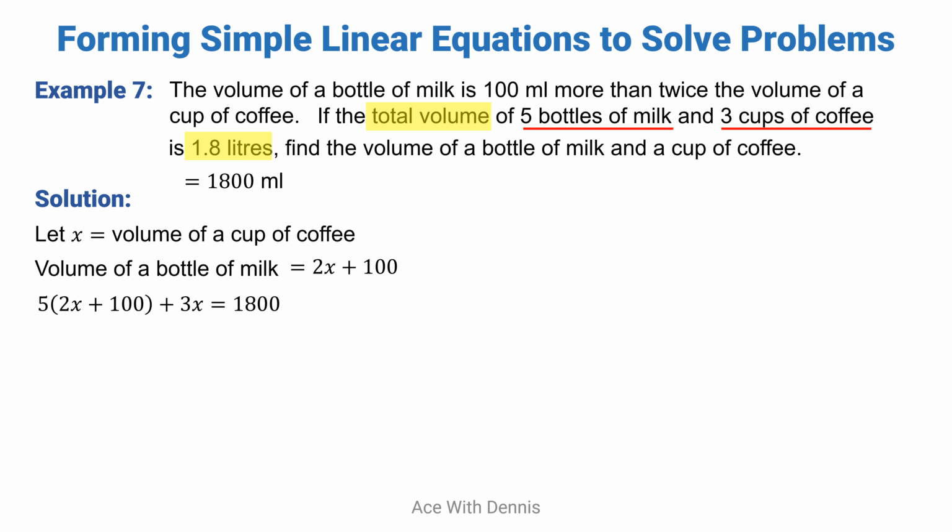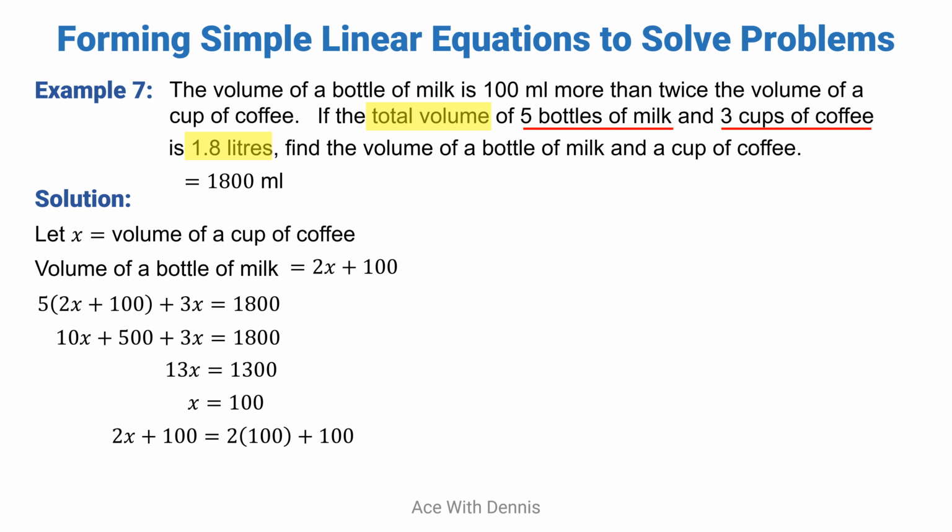So now, based on this information, 5 times (2x + 100) plus 3x equals 1800. Now we expand the bracket, we get 10x + 500 + 3x equals 1800. Then we further simplify and solve this equation. 13x equals 1300, x equals 100. So this x is the volume of a cup of coffee. Now we want to find the volume of a bottle of milk, which is 2x + 100, and we substitute x is 100, so we get 2 times 100 plus 100, which is 300.